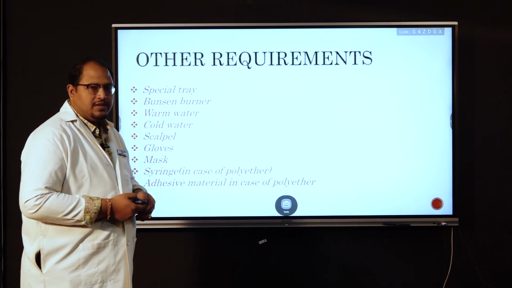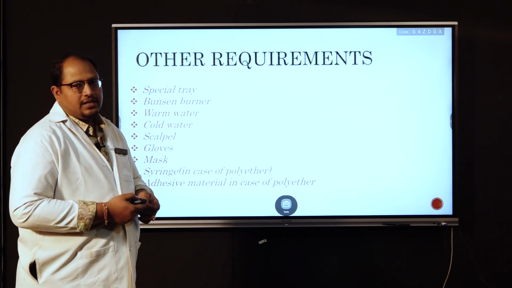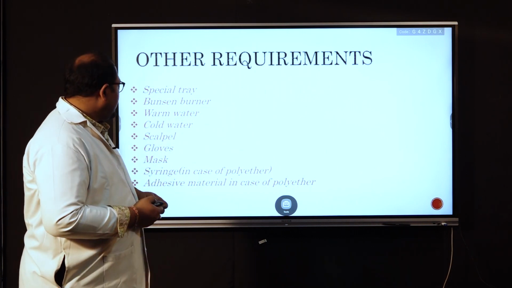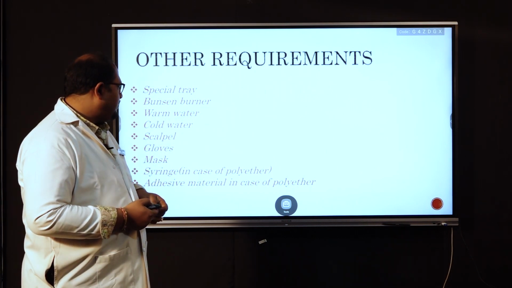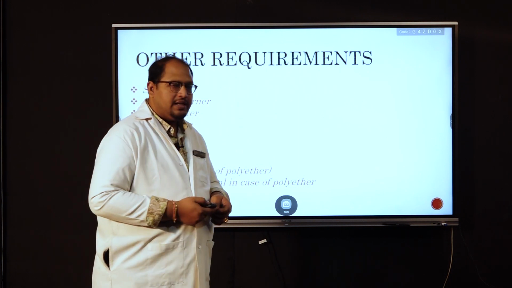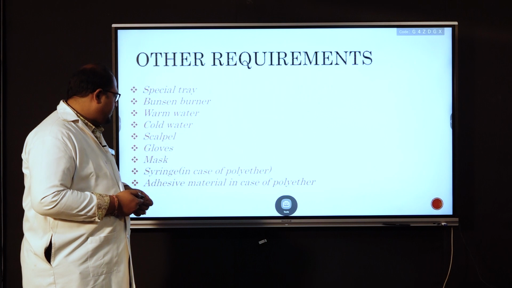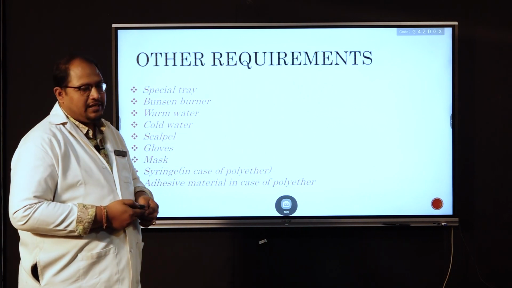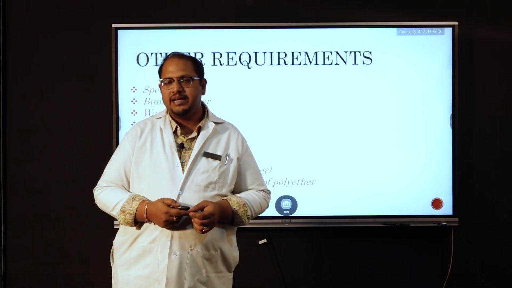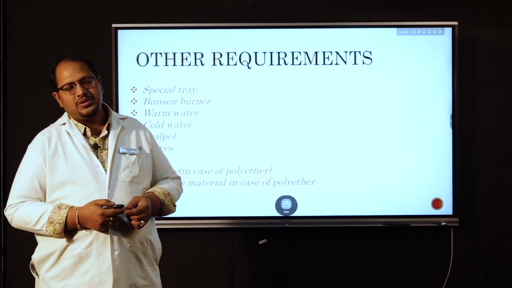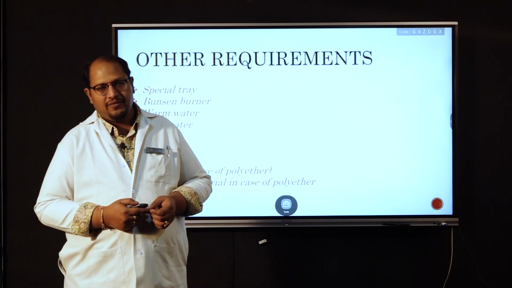We need one Bunsen burner, or else we can also have a blowtorch. We can have warm water, cold water, scalpel, gloves, mask, and syringe. In case of polyether, we need a syringe for loading the impression tray. We also need adhesive material in case of polyether, because we need a tray adhesive which will adhere to the special tray or the custom tray that we have fabricated.